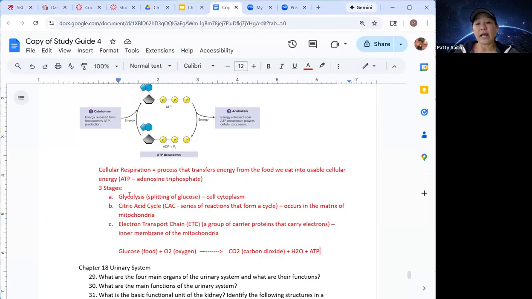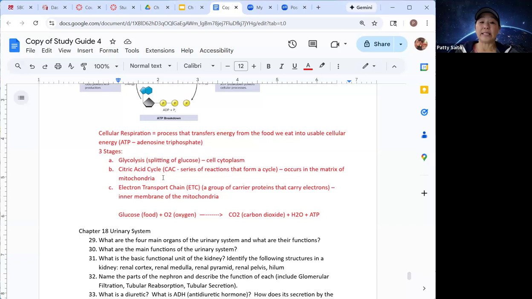Cellular respiration occurs in three stages. The first one is called glycolysis. Again, don't memorize things if you don't have to. Let's look at terms we've already talked about. Gluco, like glucose, sugar, and we already mentioned lysis, which refers to breaking apart. So glycolysis is the process of taking a glucose and splitting it apart.